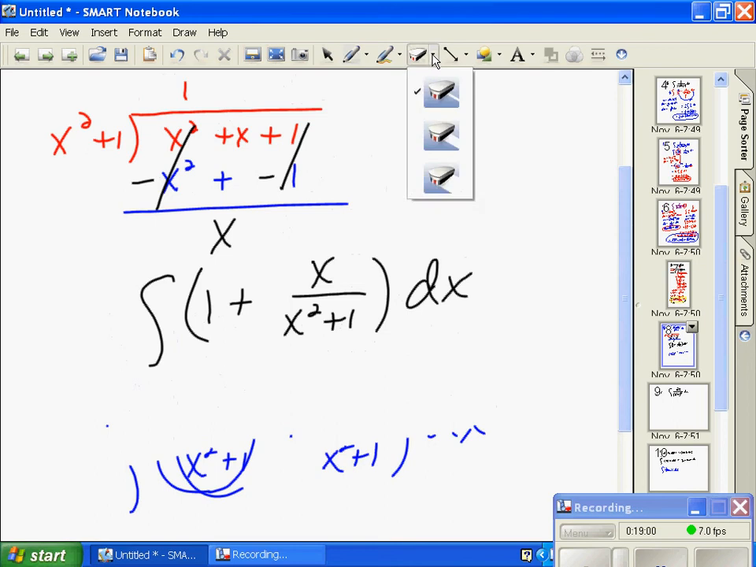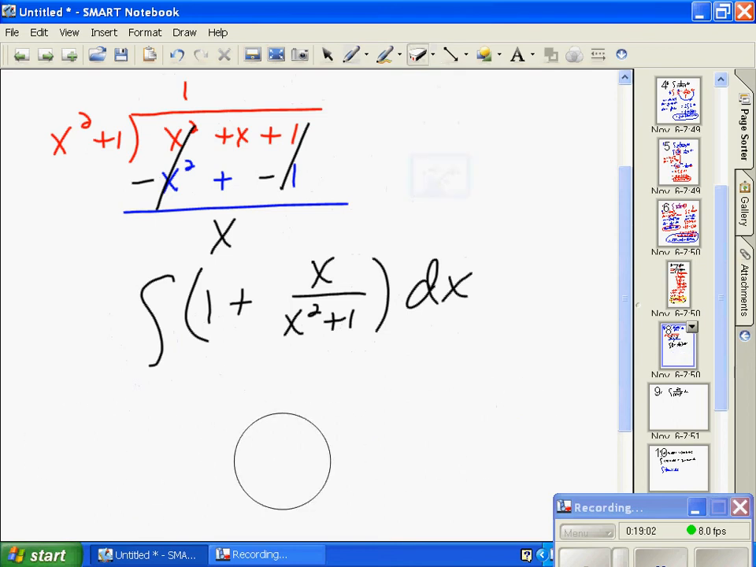I need a bigger eraser. There we go. Okay, so I started that problem. Why don't you put the video on pause, and why don't you and your study buddy finish that one? See what you get.